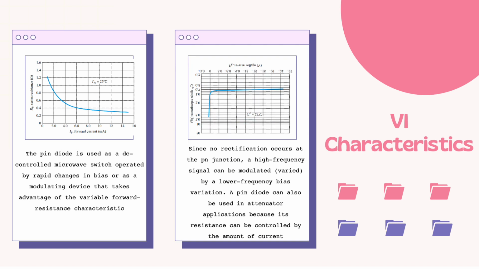Since no rectification occurs in the PN junction, a high-frequency signal can be modulated by a lower-frequency bias variation. A PIN diode can also be used in attenuator applications because its resistance can be controlled by the amount of current. Certain types of PIN diodes are used as photodetectors in fabric or fiber optic systems.